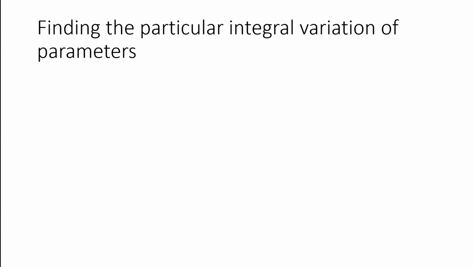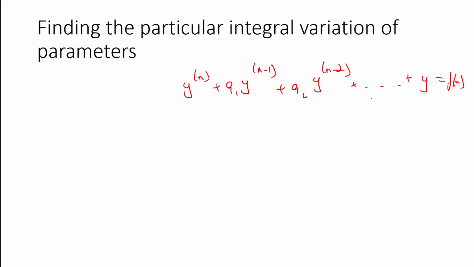The first technique to find the particular integral is a variation of parameters technique. So let us write the general form again. This is a general technique of finding the answer, or the particular integral, using variation of parameters.